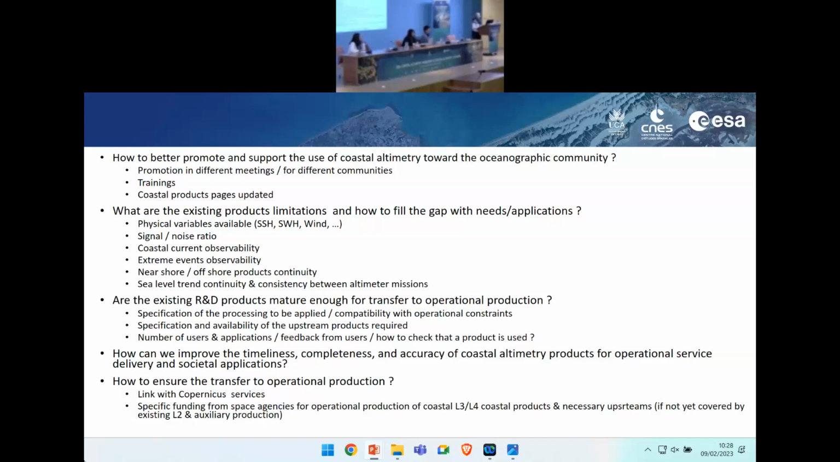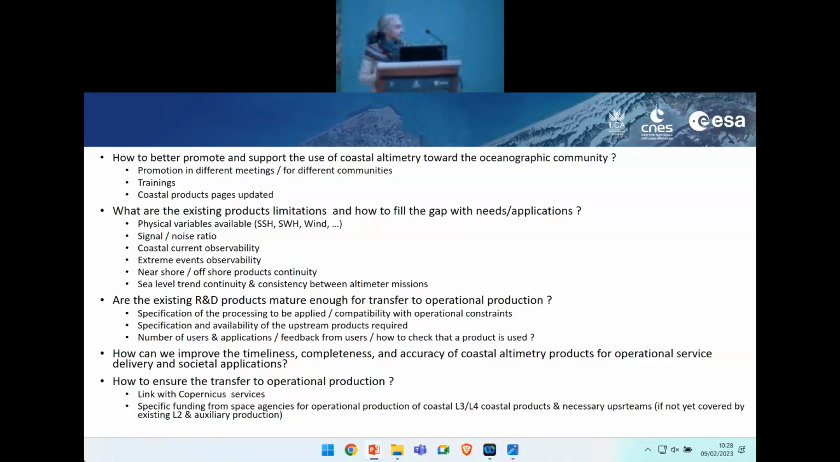Maybe we can see the next question. How can we improve the timeliness, completeness, and accuracy of the coastal altimetry product for operational service delivery and societal applications? So it's more or less the same question as having an operational production. Yeah. No other comment on that?